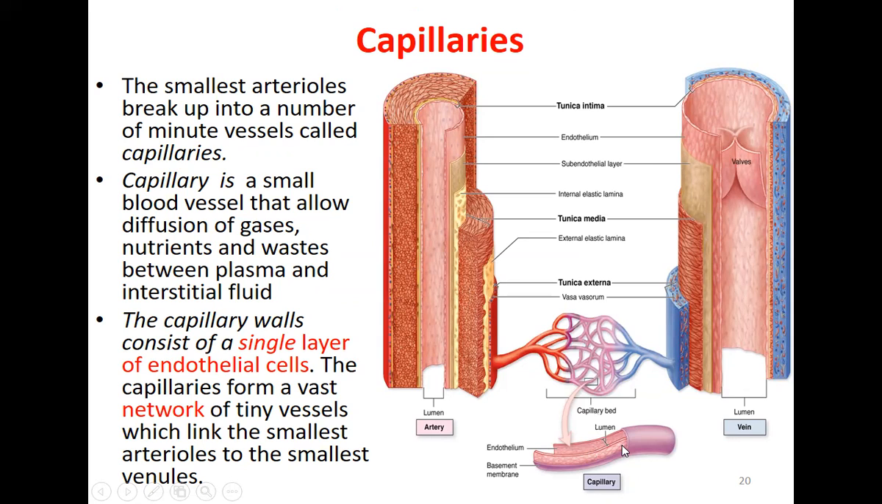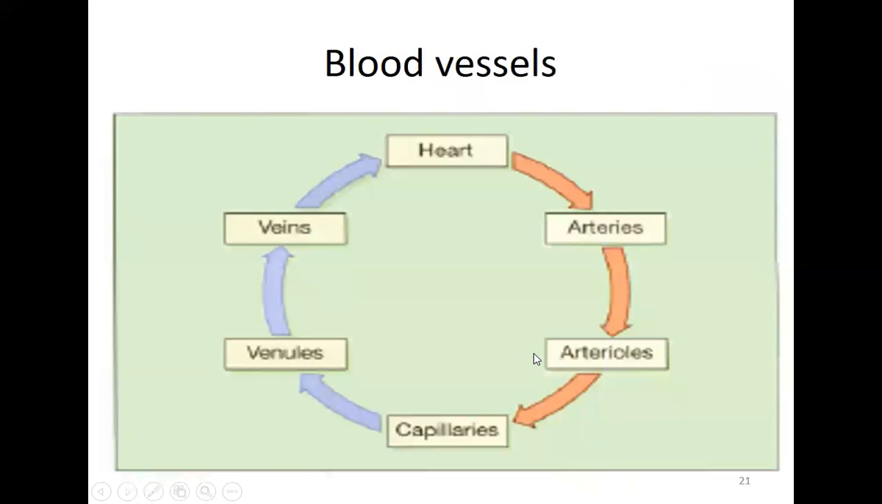These vessels are very thin, lined by a single layer of endothelial cells. There is no thick wall like this, just endothelial cells. The capillaries form a vast network of tiny vessels which link the smallest arteriole to the smallest venule. As I said, the smallest arterioles will be connected to the smallest venules by this capillary bed called the capillaries.